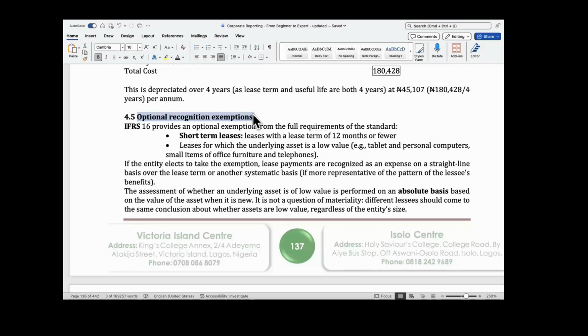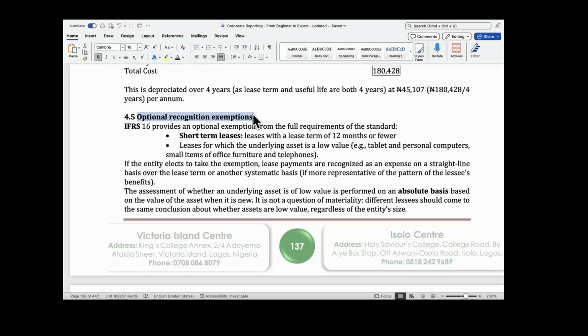In the exam, they will tell you that it is of low value. So nobody would stress you on determining the definition of low value. You'll be informed. And again, it's optional. So you might still go ahead and do your normal lease liability and right of use asset. But we have been given a leeway: when you have a short term lease, it's just like renting an apartment for your office for 1 year and you're paying 2 million per annum. Just put your rent in P&L.